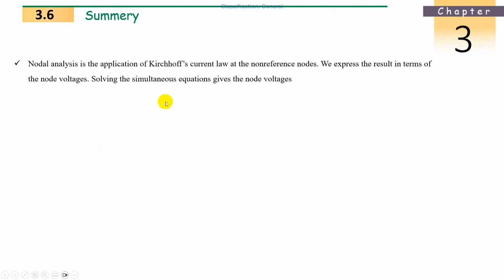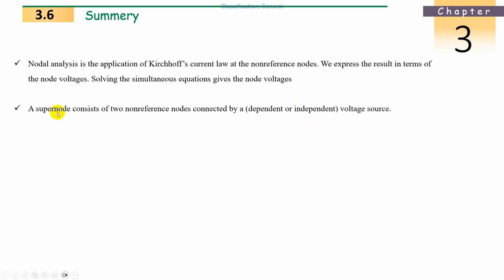So like this, we have to consider the summary. What we studied, we'll just see. The first one, node analysis is the application of Kirchhoff's current law at non-reference nodes. Because in node analysis, we make one node a reference, the remaining as non-reference. So we omit that reference node and we write the equations for the non-reference nodes. We express the result in terms of node voltages. KCL we write, but we express the equations in terms of node voltages. Solving the simultaneous equations gives the node voltages.